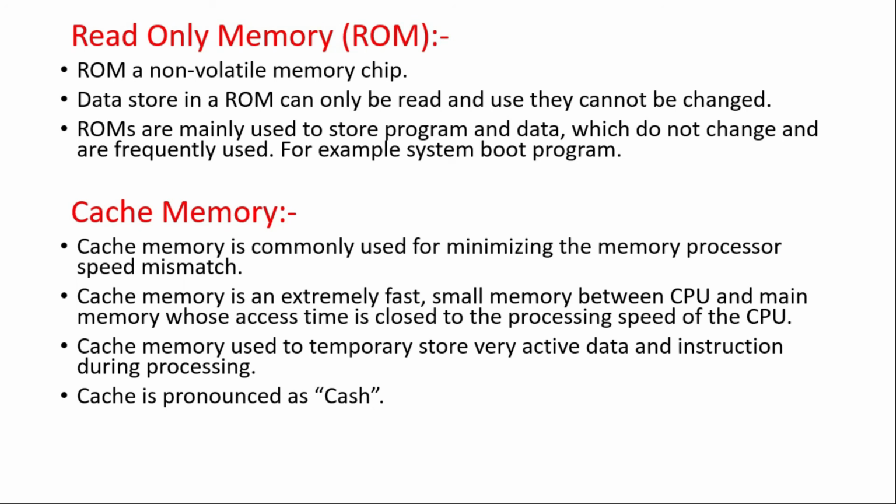Your cache memory improves your CPU speed. Cache memory is used to temporarily store very active data and instructions during processing. Cache is pronounced as cash. It is fixed, it is not changed.